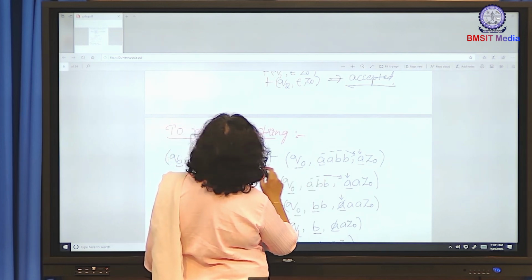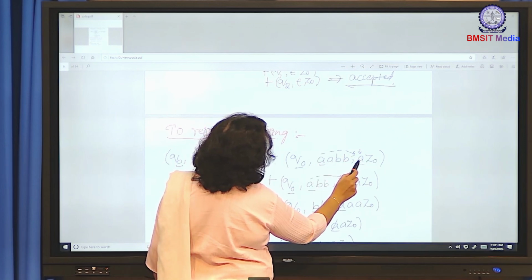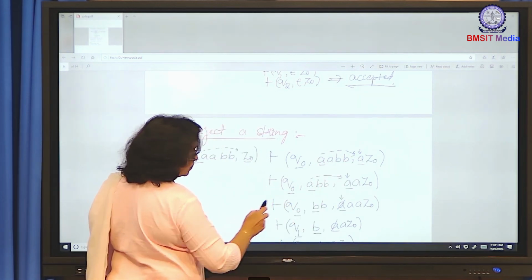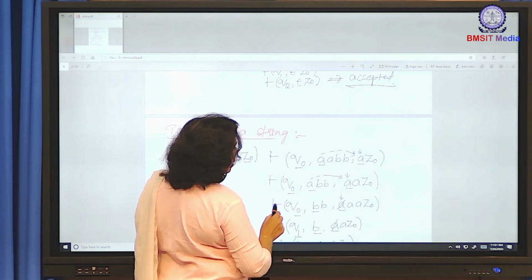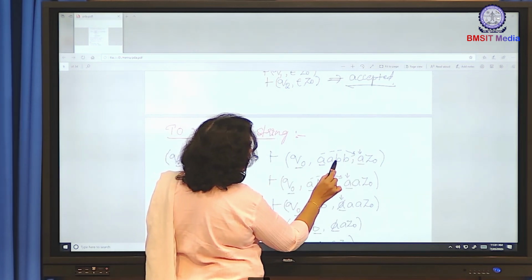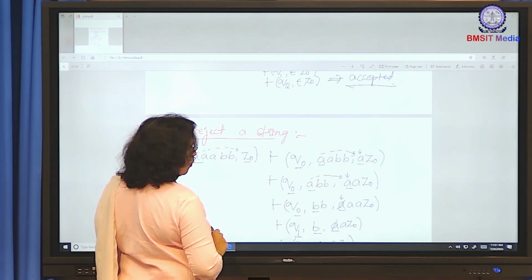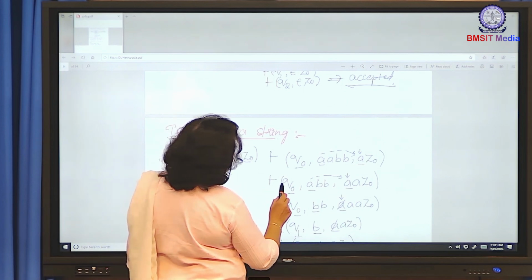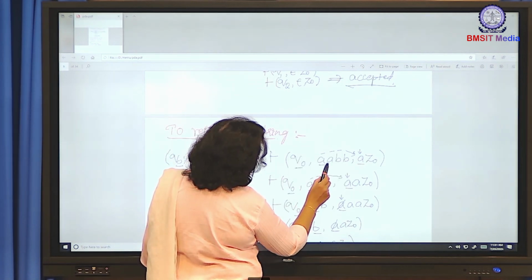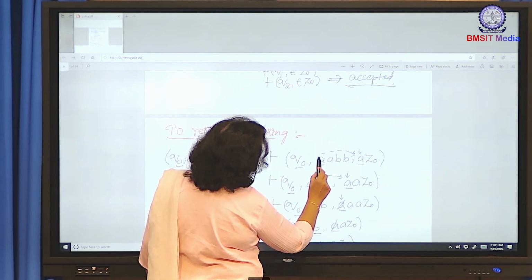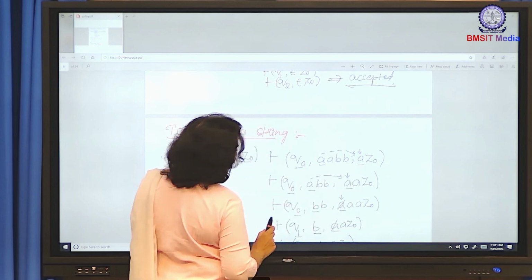First A is read. Remaining I have 2 A's, 2 B's. The first A will come and sit on the stack. The arrow shows the top of the stack. Now Q naught comma A comma A. Again I have to remain in Q naught and push that A onto the stack. This A is gone. What is remaining? AABB is remaining. This A comes here, so it is AA Z naught.